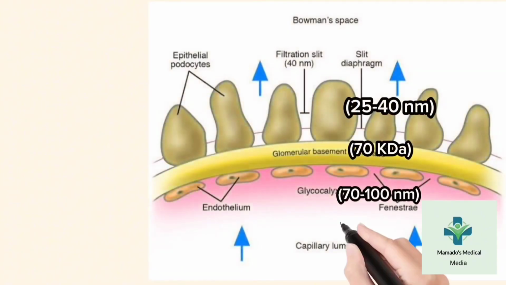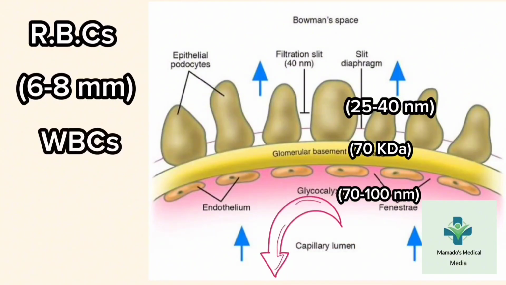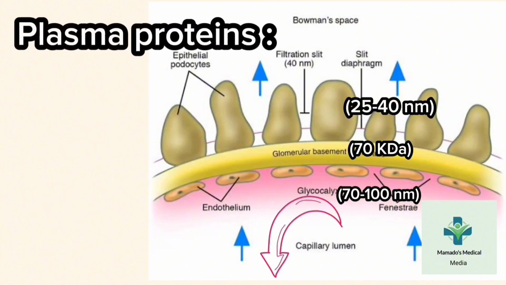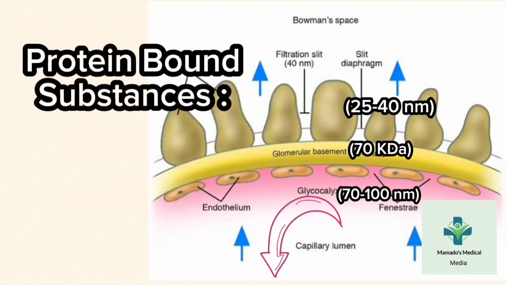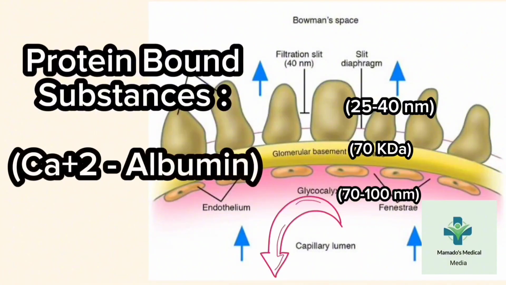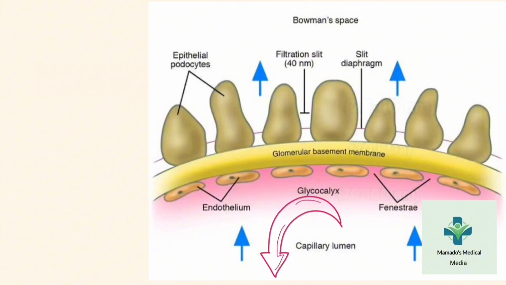Now let's talk about what cannot pass through. Blood cells, way too large, measuring over 6 to 8 micrometers. Plasma proteins like albumin, large and negatively charged. Protein-bound substances like calcium bound to albumin. Even free hemoglobin, due to size and charge, cannot make it through.